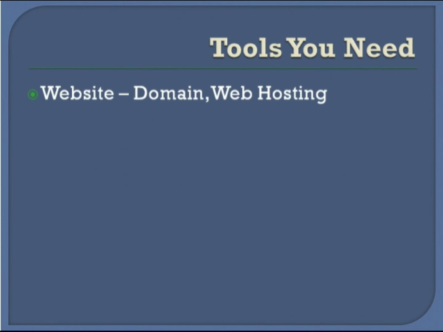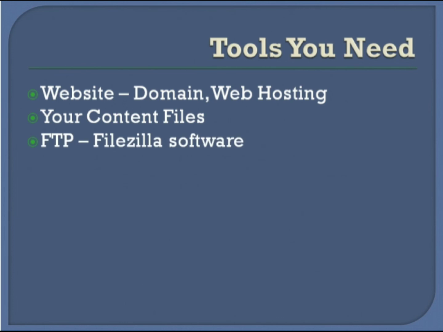Now what I want to do now is talk about the tools you need so that you can gather those tools before we begin the implementation process. You're going to need a website. You're going to need a domain and web hosting. Now in this video series, I'm going to assume that you already have a website and you already have your content. But I'm going to show you how to implement this and create an automated machine and add it to your website.